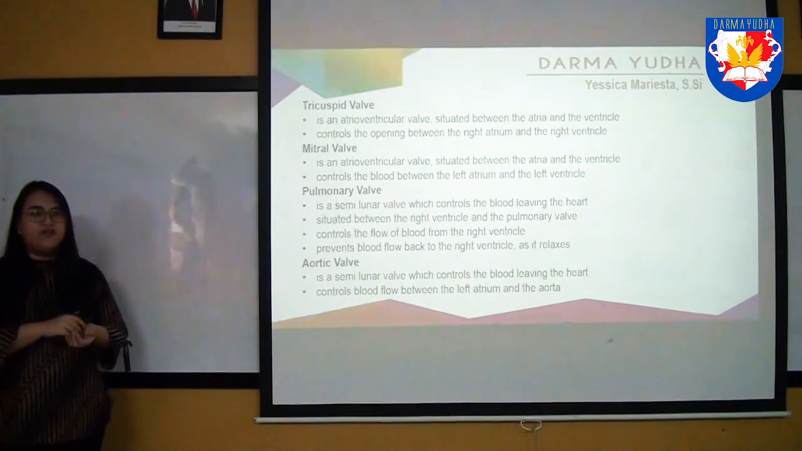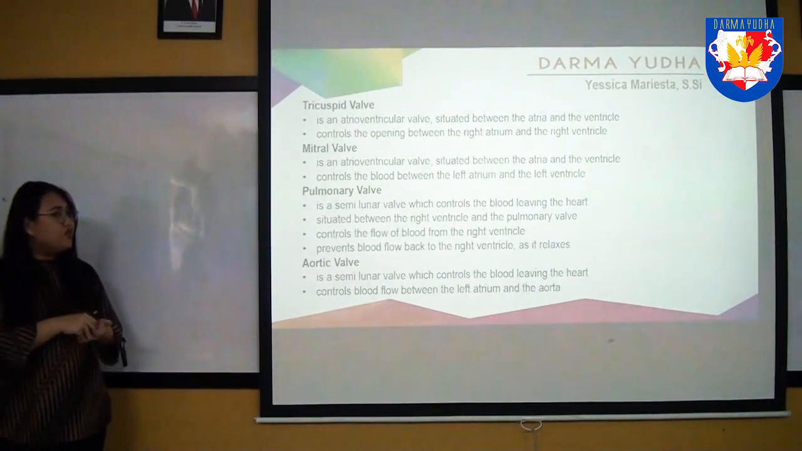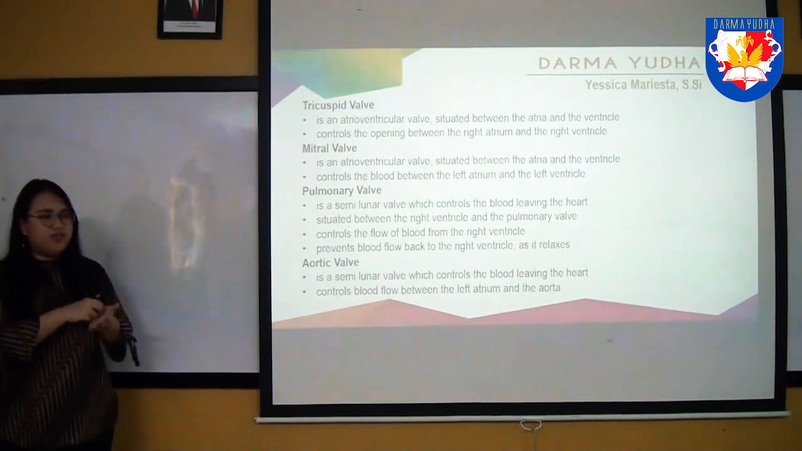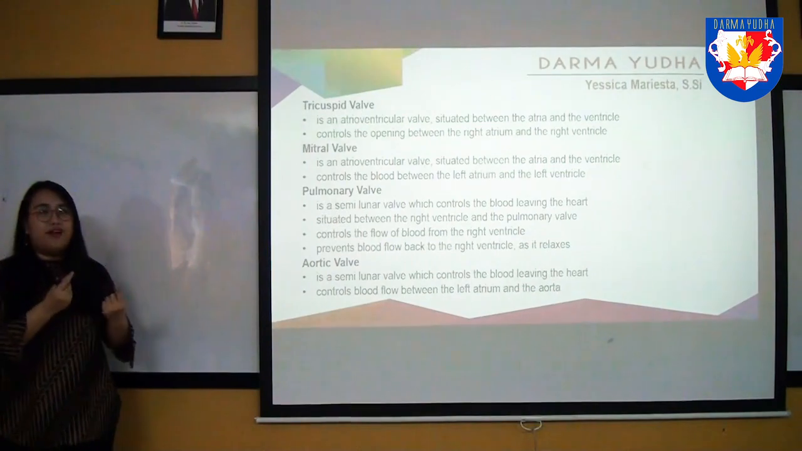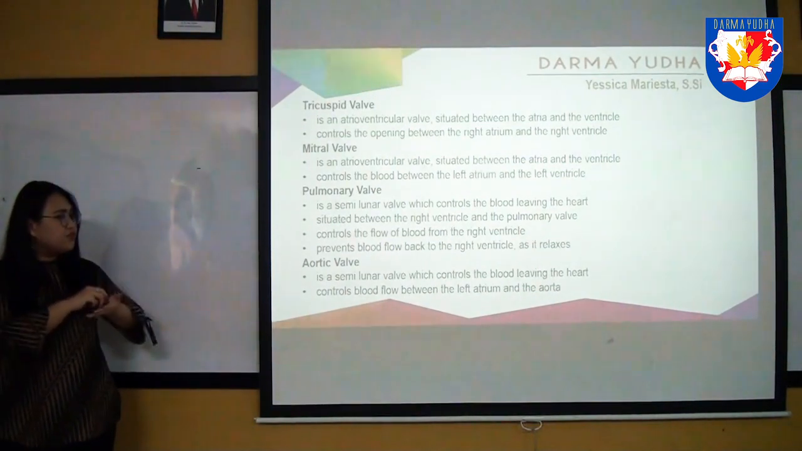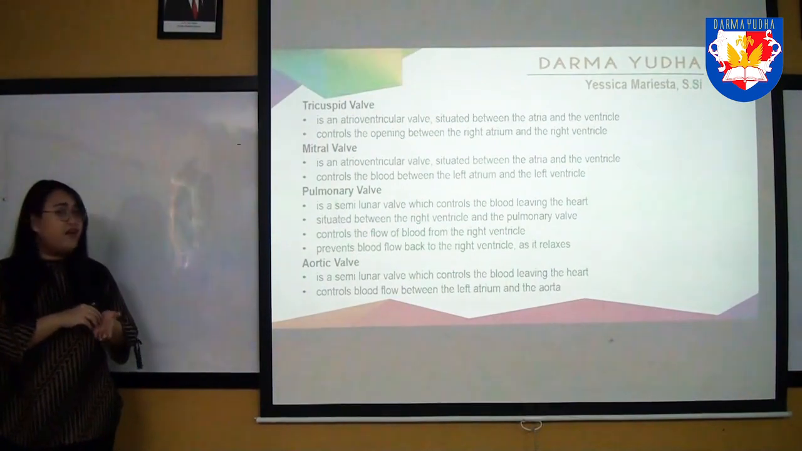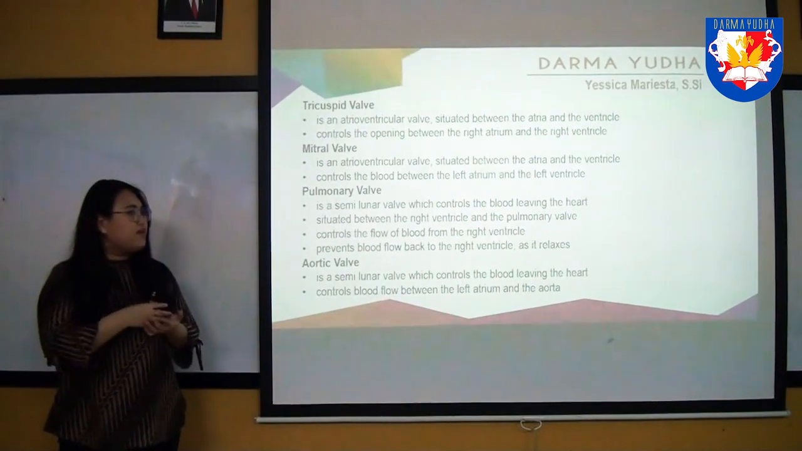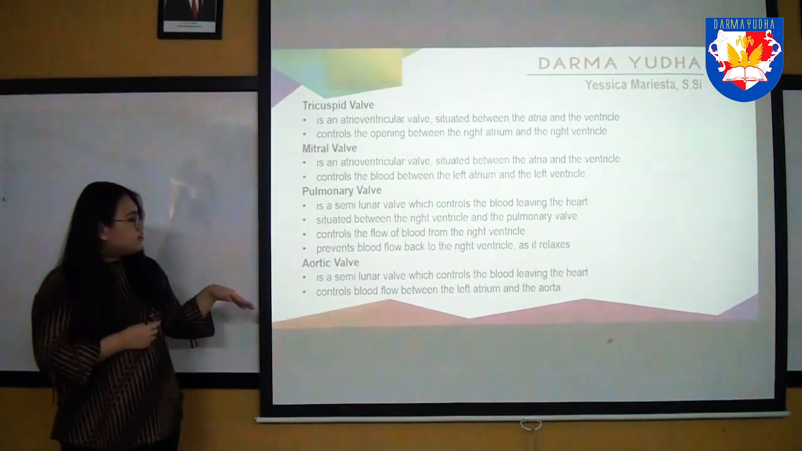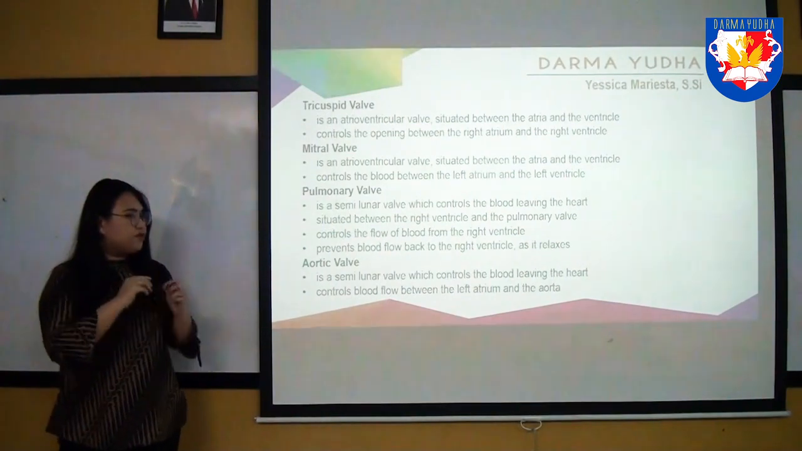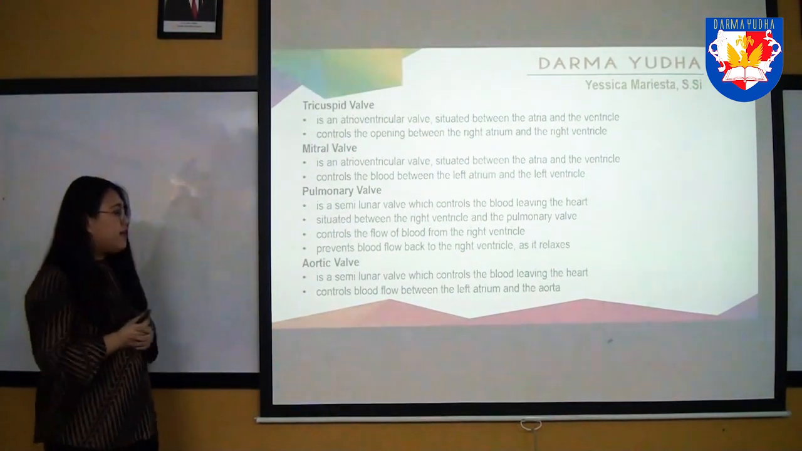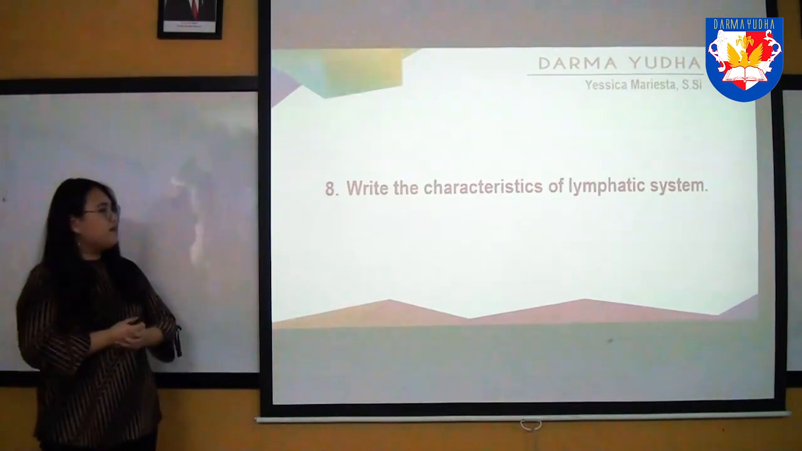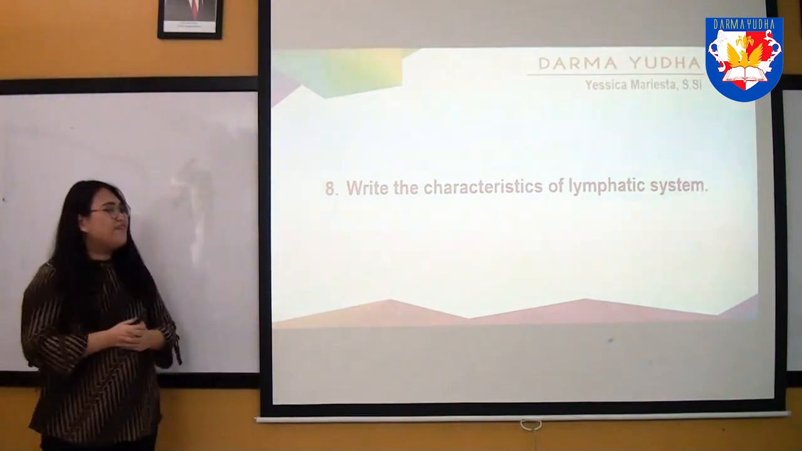The pulmonary valve and aortic valve are the semilunar valves, which control the blood leaving the heart. The pulmonary valve is situated between the right ventricle and the pulmonary artery. It controls the flow of blood from the right ventricle. It also prevents the blood from flowing back to the right ventricle. The aortic valve controls the blood flow between the left ventricle and the aorta. Next, number 8, write the characteristics of the lymphatic system.